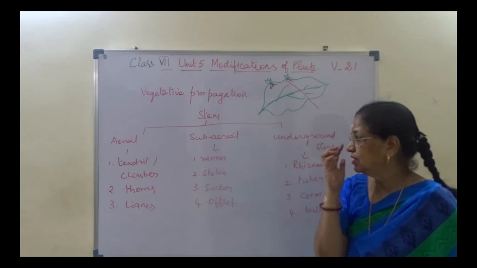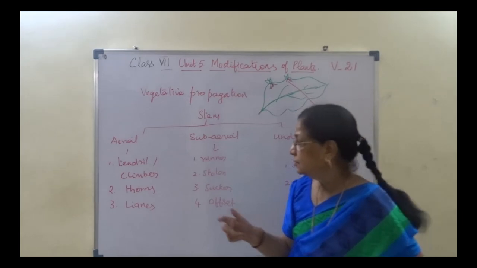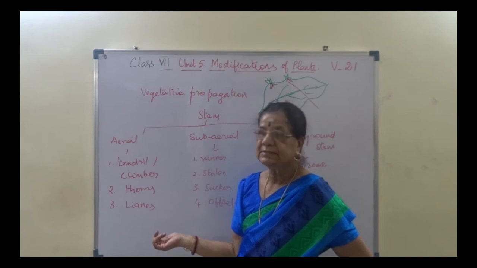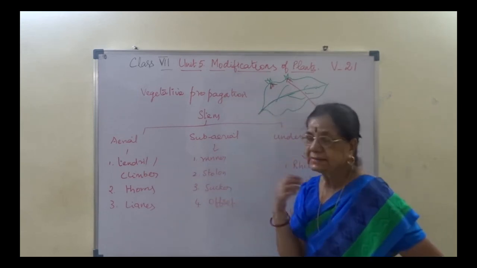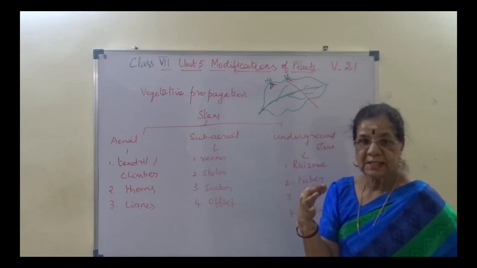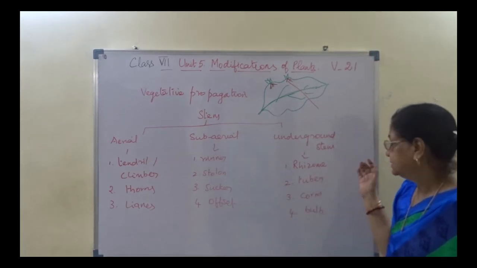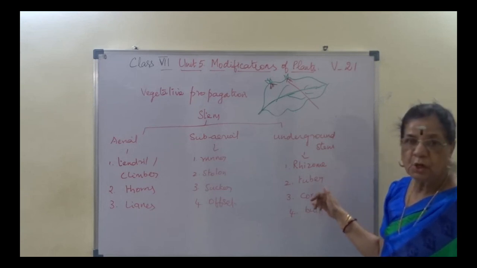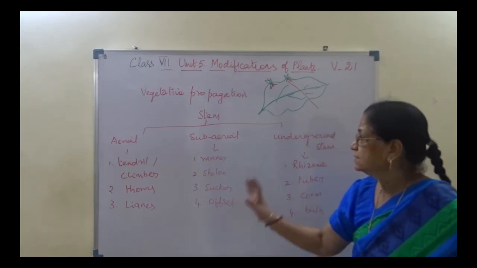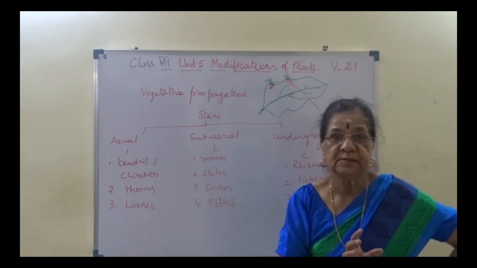Let us make a flowchart. Under aerial, the types are tendril or climber, thorns, and lines. Whereas subaerial stem: runner, stolon, sucker, and offset. Whereas underground stem: rhizome, tuber, corm, and bulb. I hope you understand. So this is the flowchart for stem modification. I hope you understand. Yes, sir.